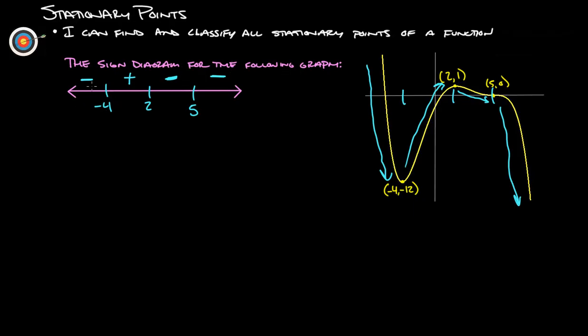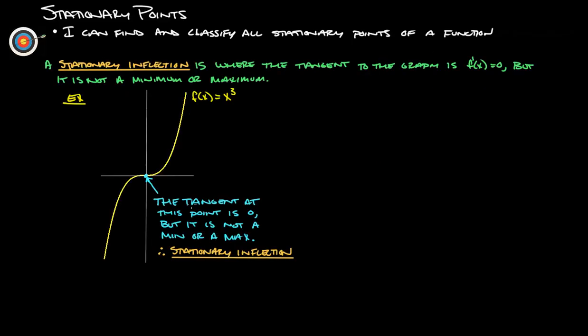It basically tells you if things are increasing or decreasing. So this is decreasing up until x is -4. It's increasing between -4 and 2. And then it's decreasing from 2 to 5, and after 5, since these are both negative, this is going to be our point of inflection there. Stationary inflection, sorry. Misnamed that.